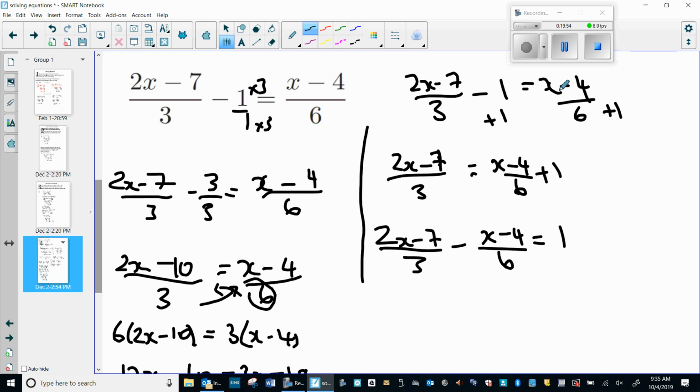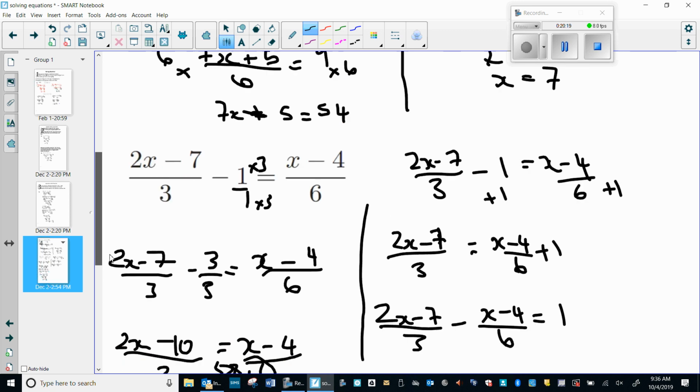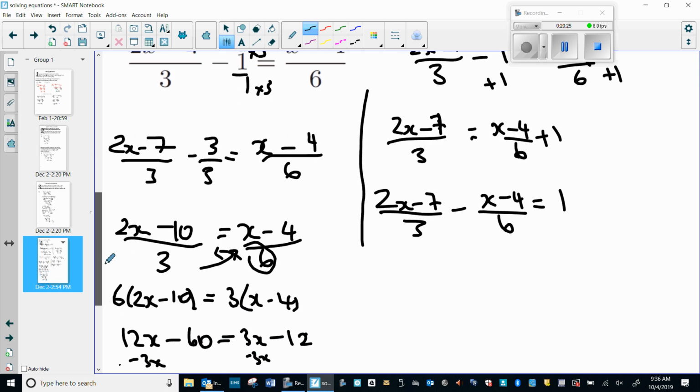So essentially what I've done is I've switched these two things over. So I've got now the 2x minus 7 over 3 take away this fraction, and that's now equal to positive 1. So I've got my two fractions on the left-hand side. Some people prefer to do that because they're not great at dealing with whole numbers. If you do prefer to do that, that's completely fine. You can do it in one step, so you can do the switching over. You don't have to do it in baby steps.